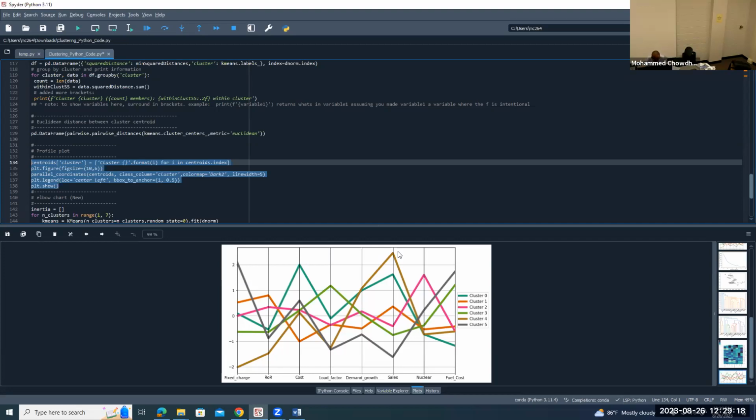High sales and then high demand growth as well. So that is also one of the highest points, a high demand growth and high sales. Now, we also notice that the spread of the cluster for sales and fixed charge is quite high.